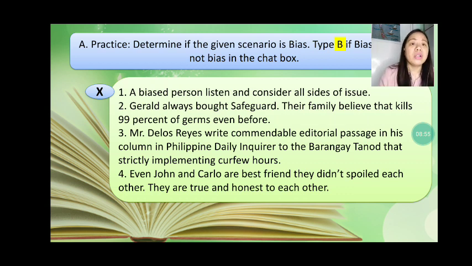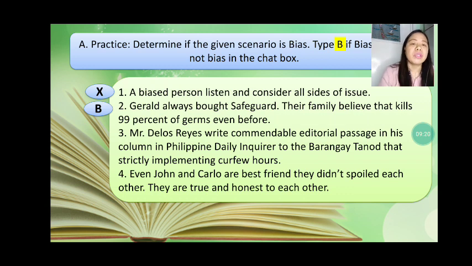Number 2, Gerald always bought Safeguard. The family believed that it kills 99% of germs even before. So, in here, we see that Gerald has a preference already among all the soaps that exist. So, is that bias or not? Very good. That is bias. Kasi even though there is another choice of soap, Gerald still wanted to have the Safeguard.